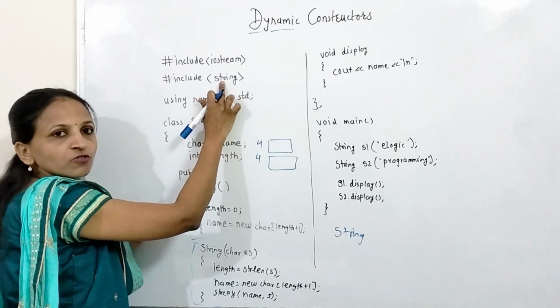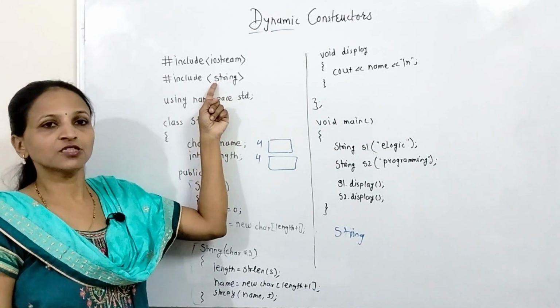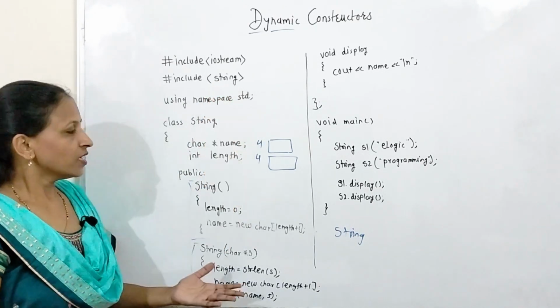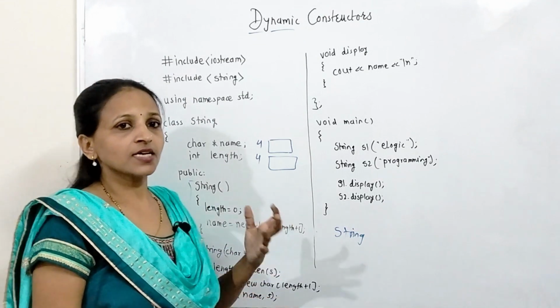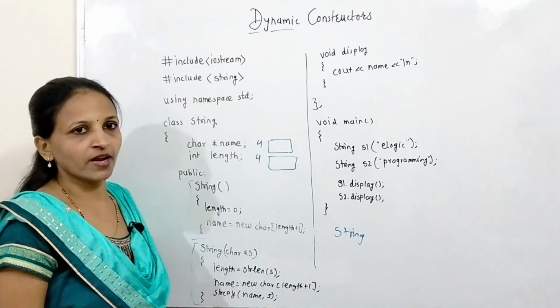Here the class name is String. And here again I have string. See here, just see the difference. This S is capital, this s is small. This is just a header file, the string header file. Now here I am using strcpy. That's why I have included this string header file in this program.